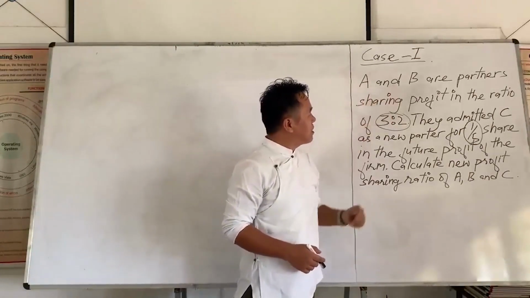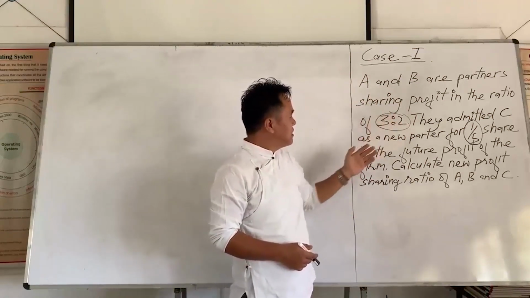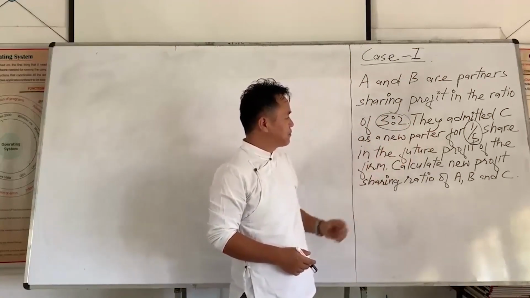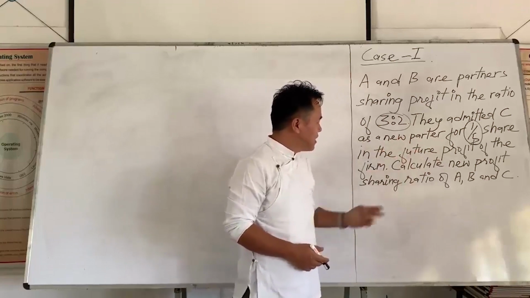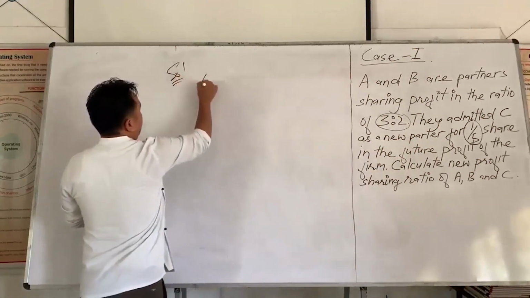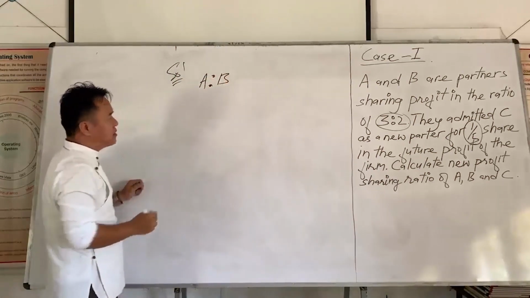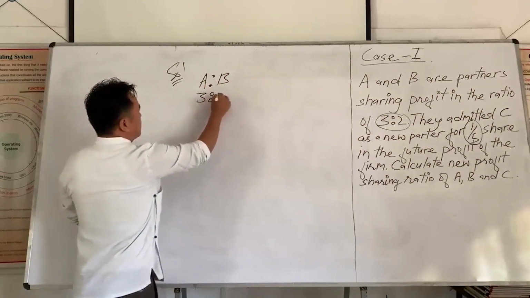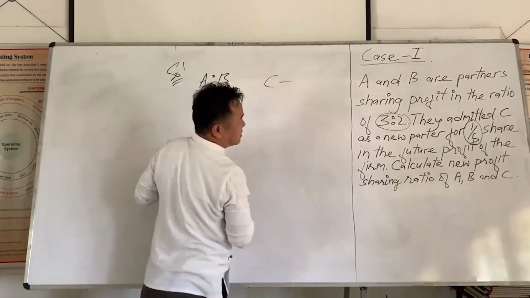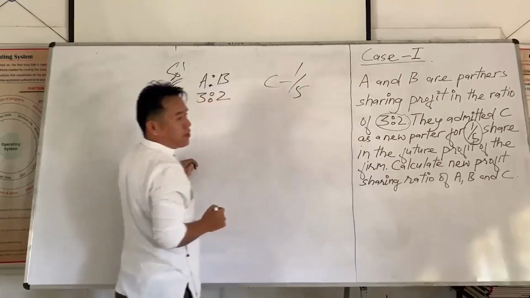A and B are partners sharing profit in the ratio of 3:2. They admitted C as a new partner for 1/5 share in the future profit of the firm. Calculate new profit sharing ratio. So here, A and B are partners sharing profit in the ratio of 3:2, and they admitted C as a new partner for 1/5 share in the future profit.